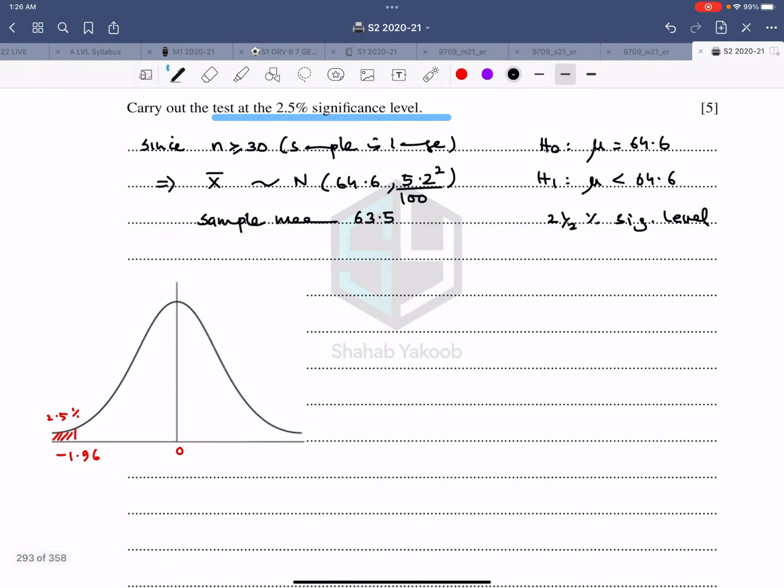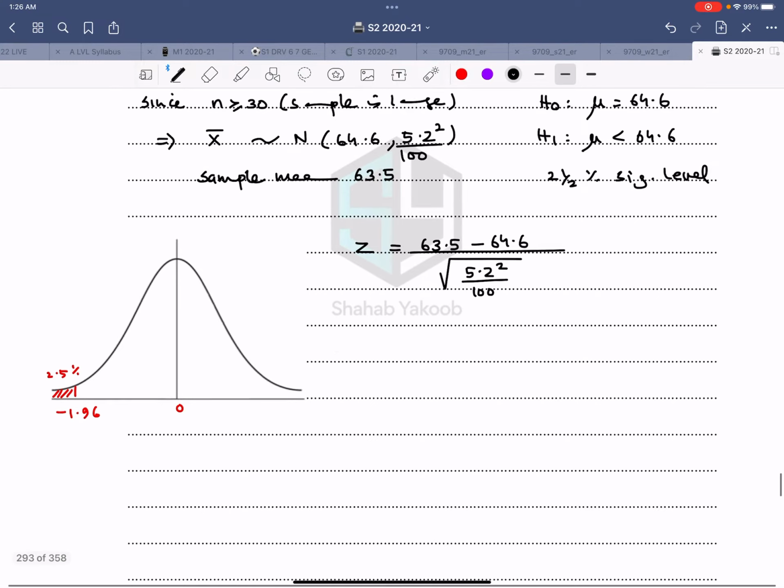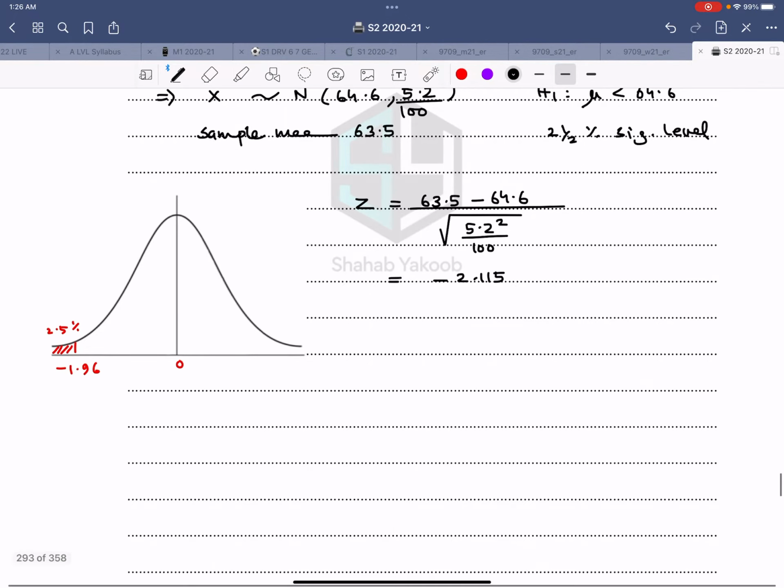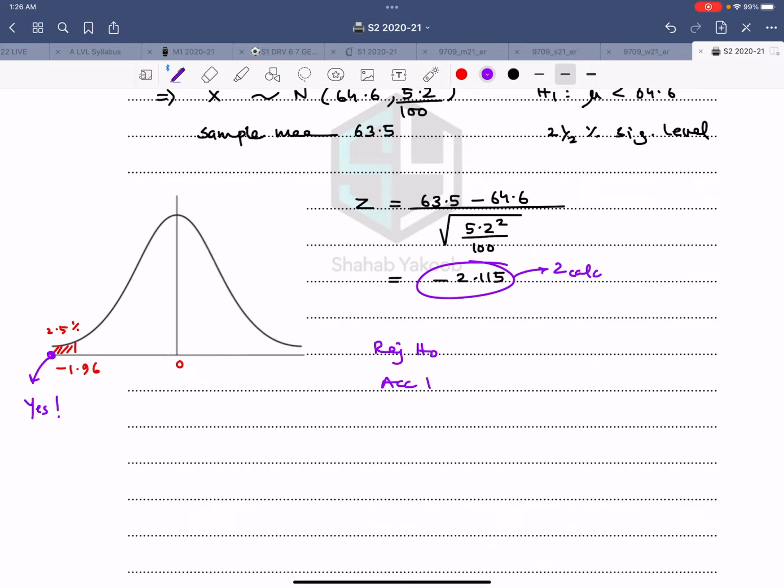Now what calculation is there? Simply calculate the Z value. So Z is 63.5 minus 64.6 divided by the square root of 5.2 squared over 100. This Z value comes out to be negative naturally, because 63.5 is less than 64.6. This is negative 2.115. Does the calculated Z value lie inside the critical region? Yes, it does. What is the conclusion? Reject H0, accept H1.